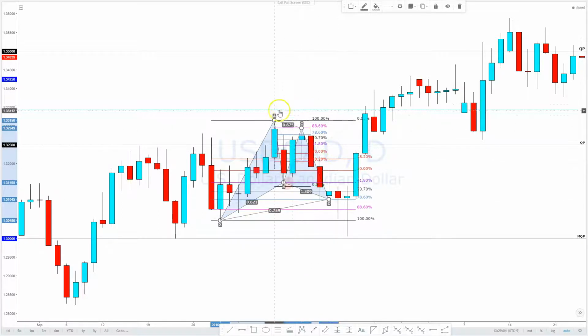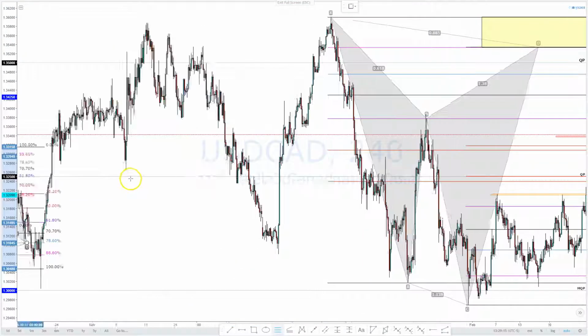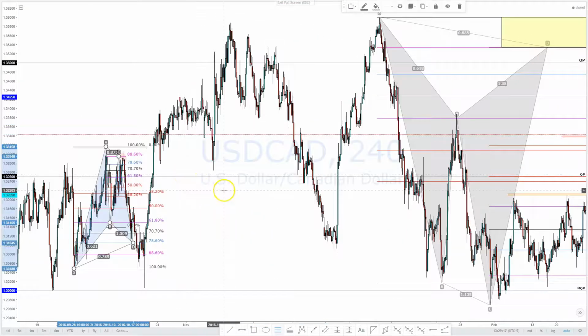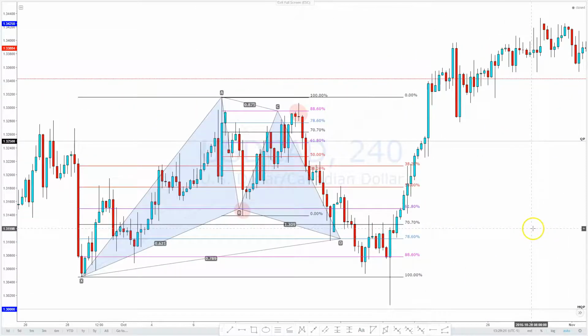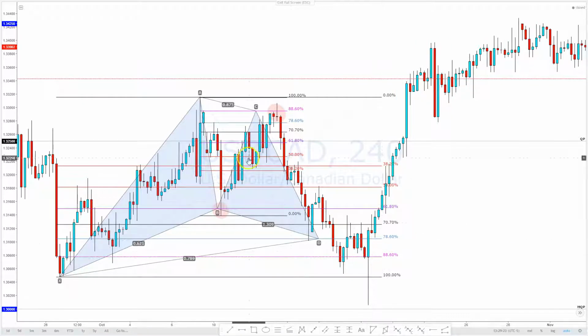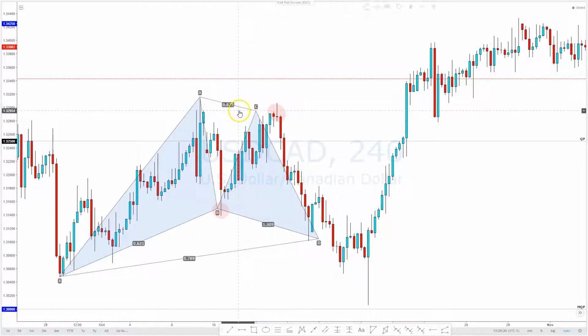Remember, your take profits, you just measure it from A to D. Okay, A to D, and then check this out. You just measure A to D, then we go to the 4-hour chart. It's already getting messy. Remove this. Remove this. Get messy.